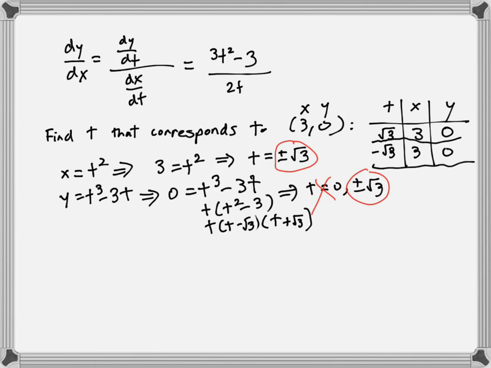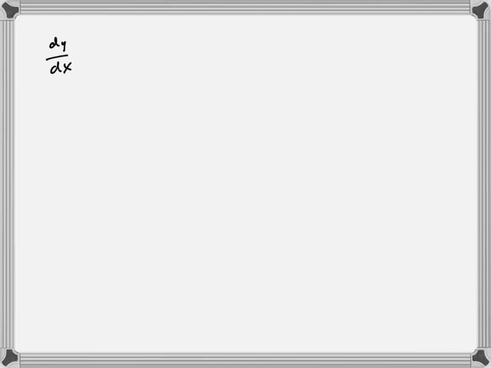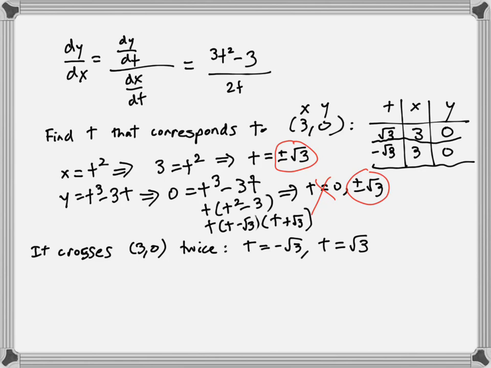Now, how would we actually figure out what the tangent line is? Because remember, we're trying to show that C has two tangent lines at (3, 0), and we're trying to find their equations. So here's the idea. The curve crosses (3, 0) twice, first when t is equal to negative root 3, and then when t is equal to root 3. So let's do each one at a time. Let me back up here. I'm going to do this on the next page. So first, what is dy/dx at t equals, let's start with negative root 3. This means we're going to plug negative root 3 into our dy/dx equation. So what do we get? It's 3 times (negative root 3) squared minus 3, over 2 times negative root 3.